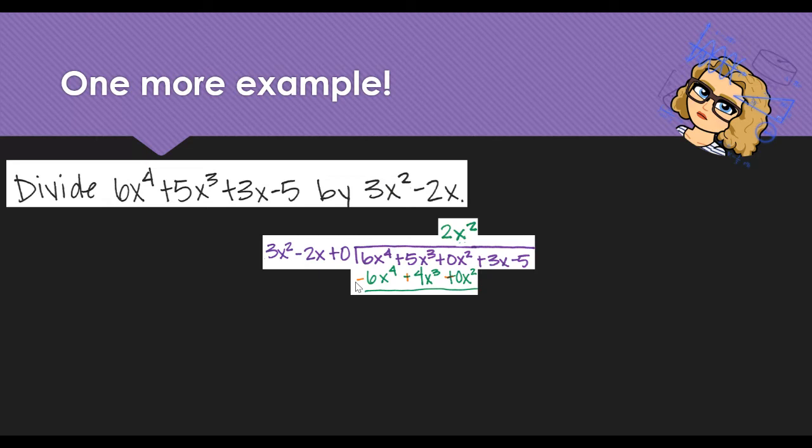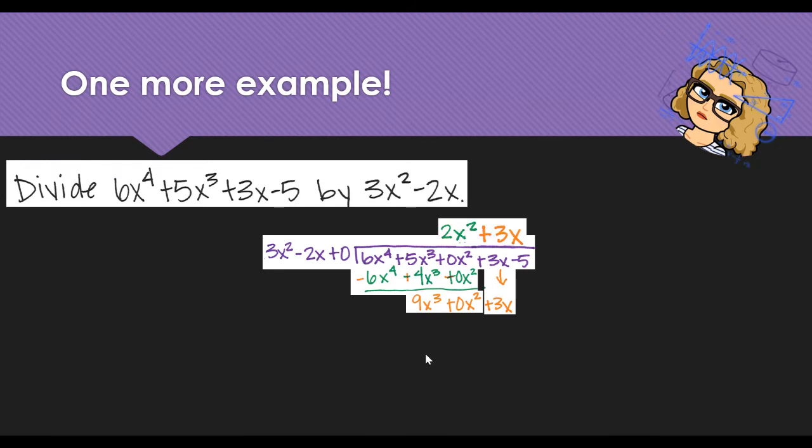And then you can see in orange, I changed that to subtraction. So my minuses become pluses. My pluses become minuses. My 6x to the 4th disappear. 5x to the 3rd plus 4x to the 3rd is 9x to the 3rd. 0x squareds become nothing. And then I drop down my 3x. So what does 3x squared need to become 9x to the 3rd? Well, it needs a 3 and another x. So I put a plus 3x on top.